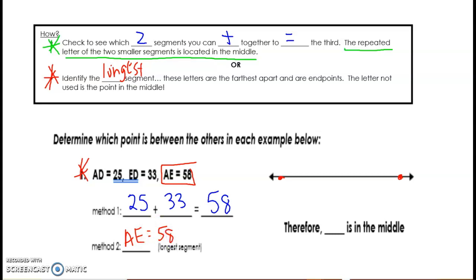And so your trick is the letter that is not used in this label is my longest, or is the point in the middle. So if you look, we're working with points A, D, and E. And I pulled this directly from the problem labels. If AE is my longest, meaning A is on one side, E is on the other, which looks a little goofy. Which point has to be in the middle? What letter is not used? D. So either method you choose, you should get the same answer.